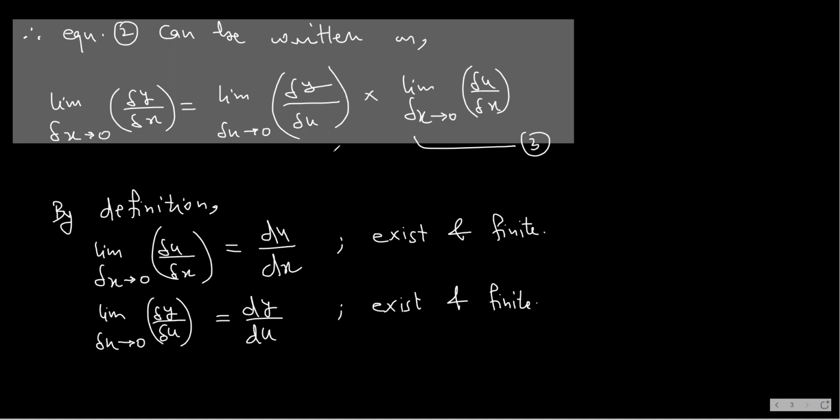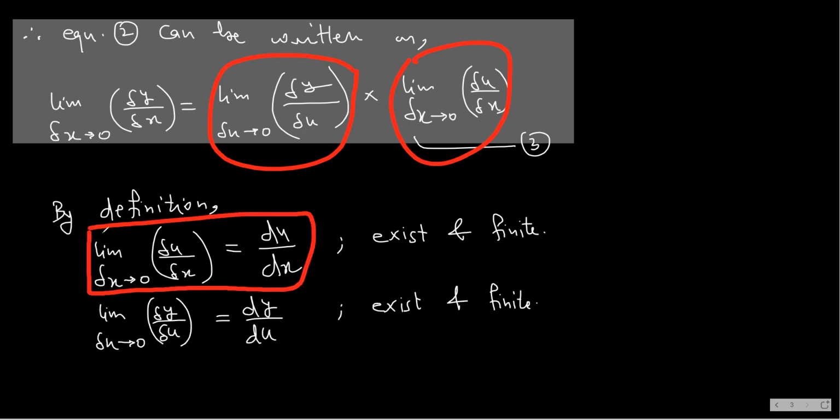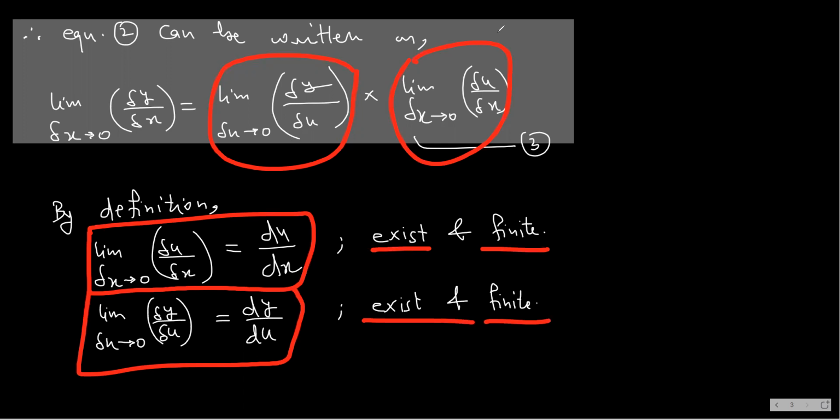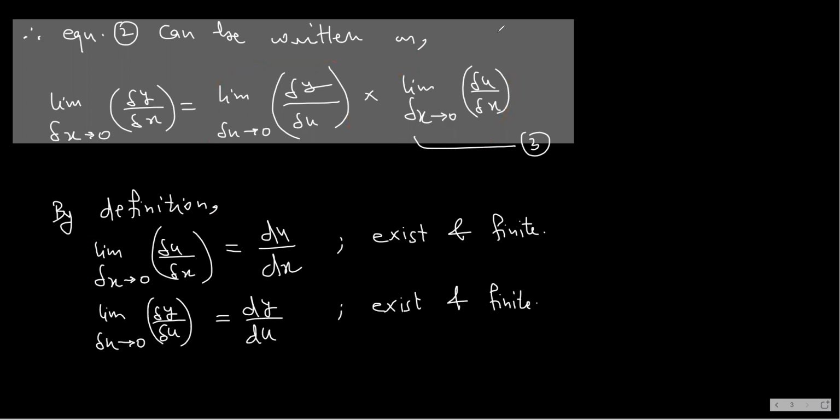Now see, on the right hand side, what I notice is that all the limits exist and they are finite. Because we have already been given that u is a differentiable function of x, so definitely the definition will work here. And for this also the definition will work because we have been given that y is a differentiable function of u. So definitely the limits would exist and be finite.